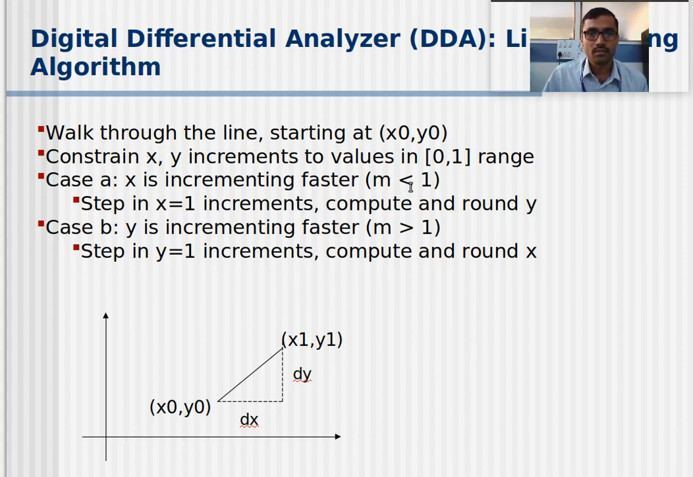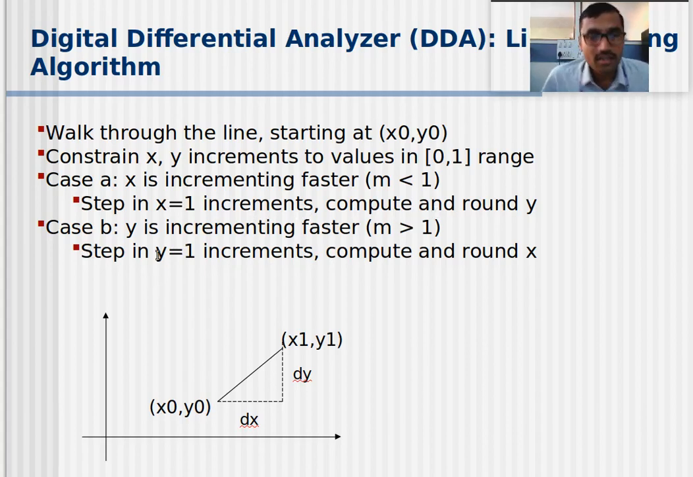If we find the value of m, it comes to m less than 1, because m is equal to dy by dx, and dx is greater than dy, so the denominator is greater than the numerator, so it will be less than 1. In that case, step in x equal to 1 increment, so the x value will be incremented by 1 and we compute and round the relative y values.